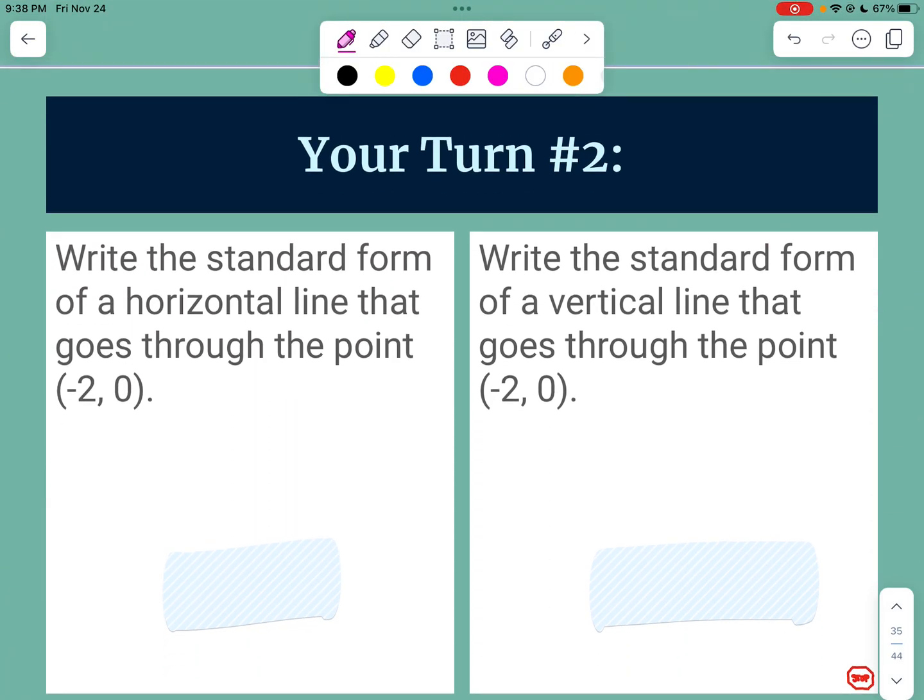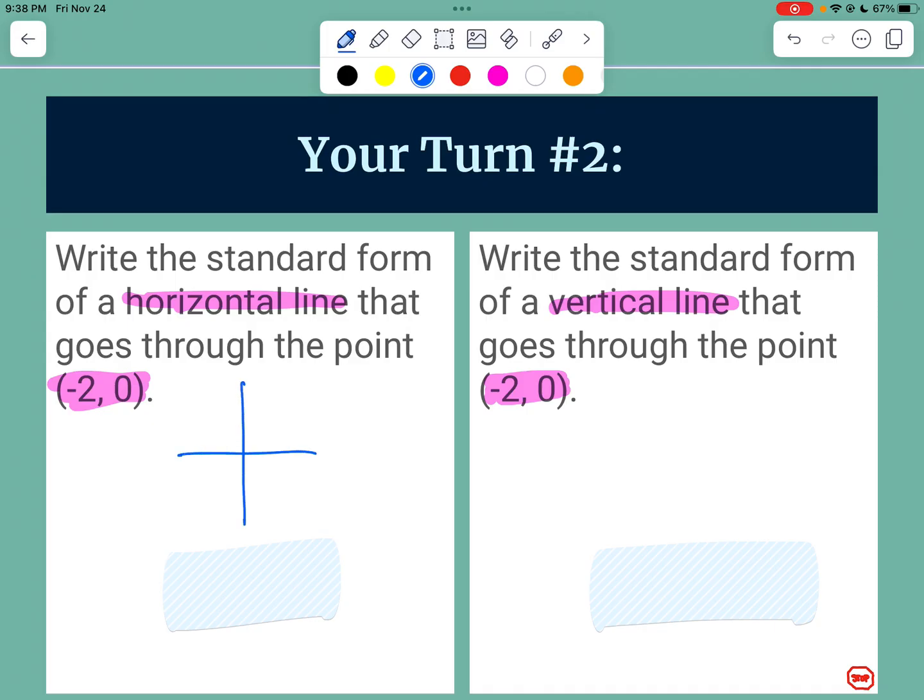All right, your turn number 2. Now these are the same. I think maybe that was a typo in the notes. Maybe I should have kept it the same. Horizontal line through the point (-2, 0). Vertical line through the point (-2, 0). Pause the video as you complete this. Make a graph to make your life easier, and then write the equation in standard form for both. When you're done, go ahead and hit play. We'll go over these last two together.